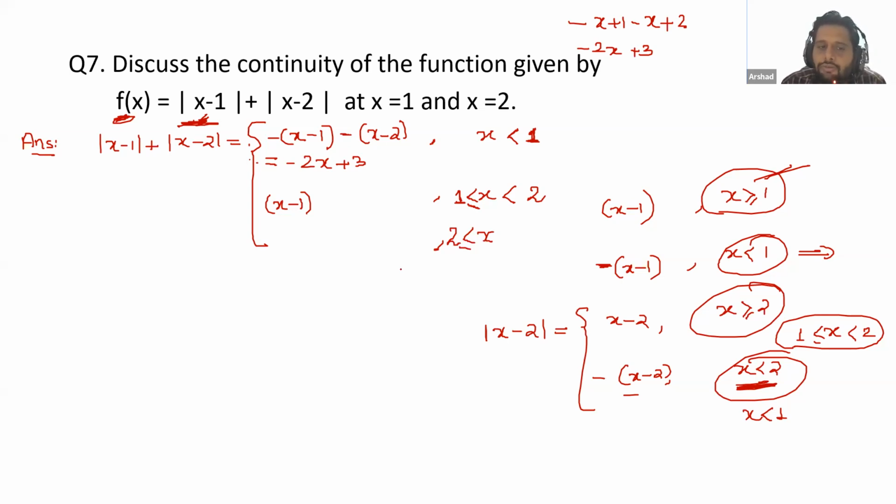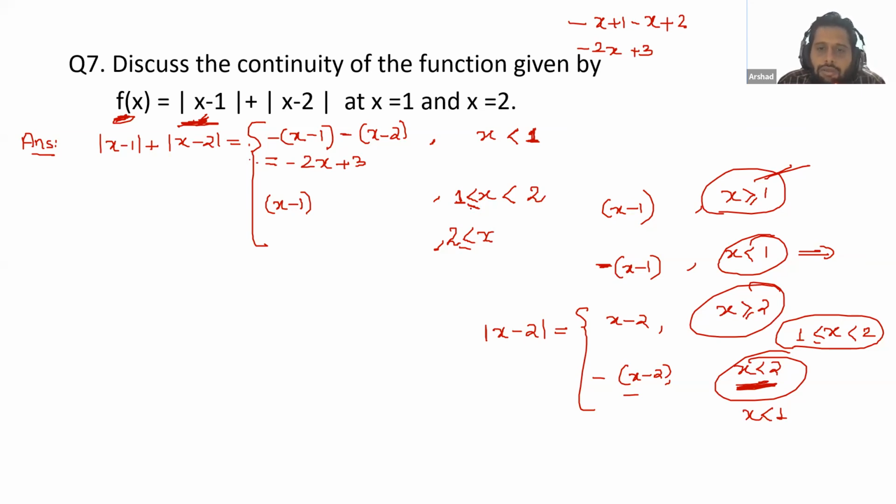Okay, is it clear to everyone why we have taken this third condition? Because the second condition was incomplete. x is greater than or equal to 1, it's fine. But there are chances it is less than 2, and there are chances it is even greater than 2. So I hope this is clear to you.